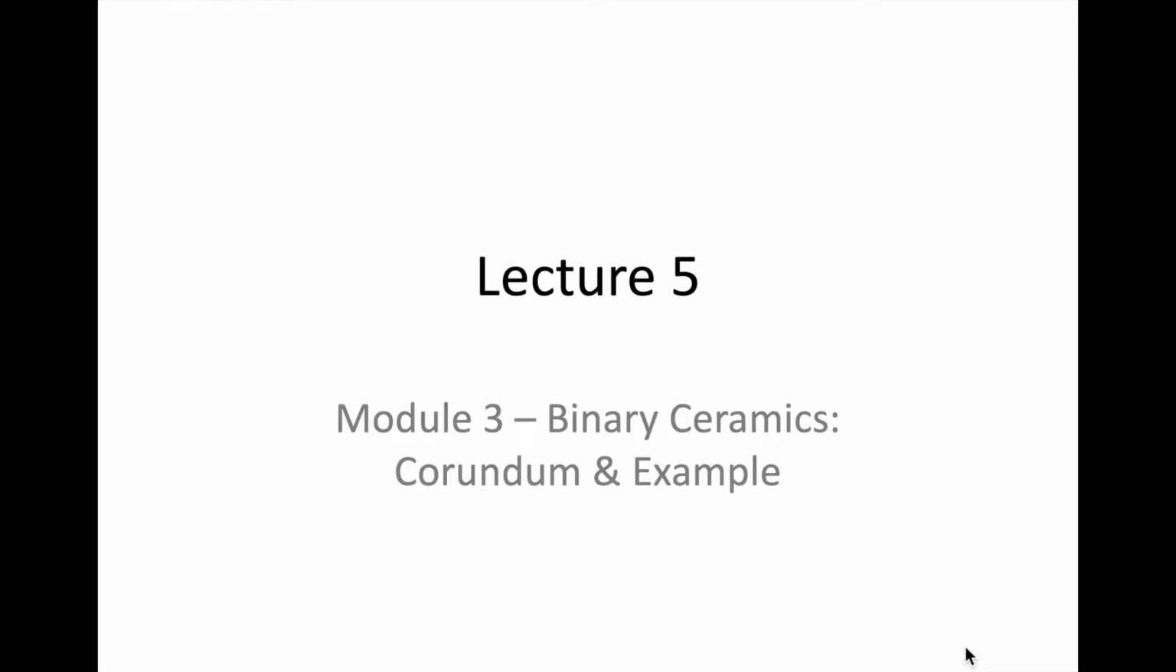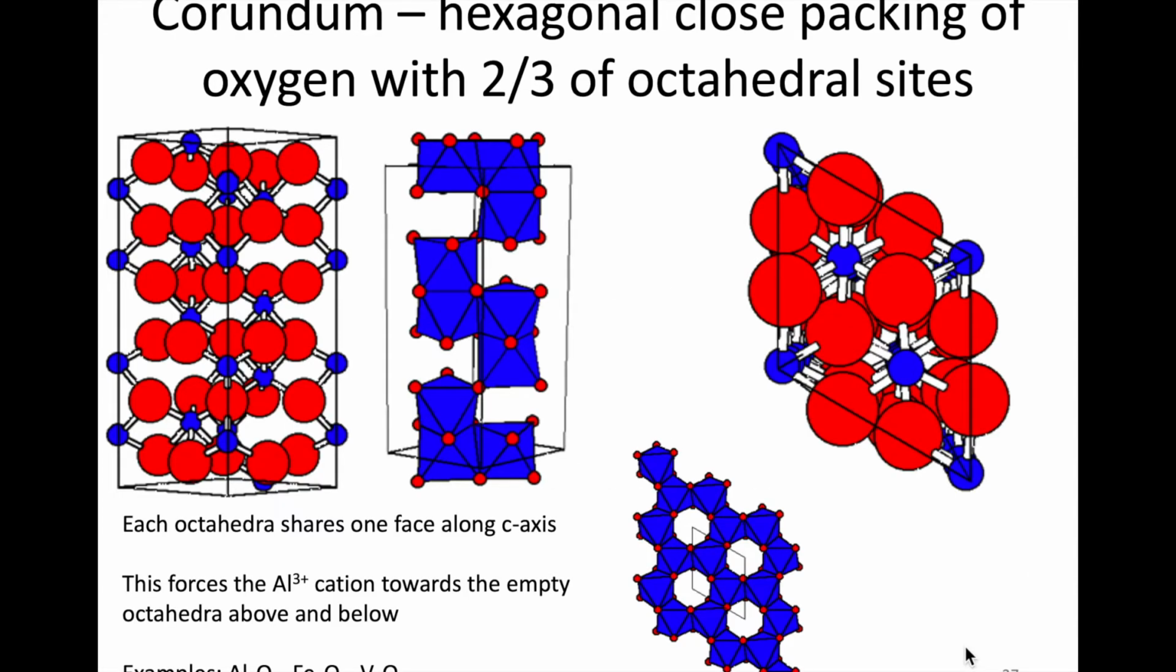All right, so let's look at another hexagonally based material, and this is hexagonal close packed again, but this is corundum. So corundum is known as the chemical name for Al2O3, aluminum oxide, but it can also form in other compounds with similar stoichiometry. So iron oxide Fe2O3 and vanadium oxide V2O3 as well. So that's the kind of stoichiometry we tend to see.